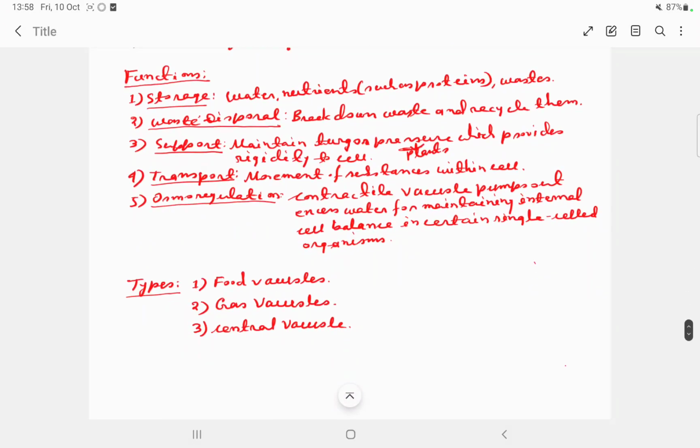Now there are different types of vacuoles, like food vacuoles. They are formed when food particles are engulfed by a cell, and they basically contain digestive enzymes for breaking down this food material.